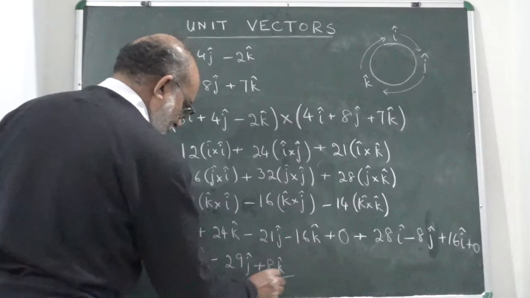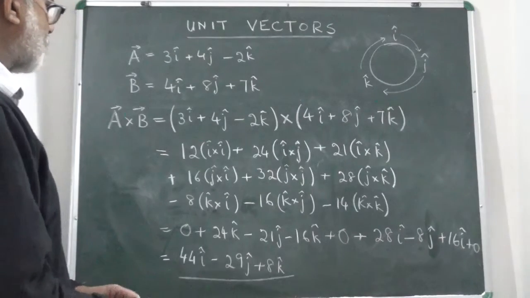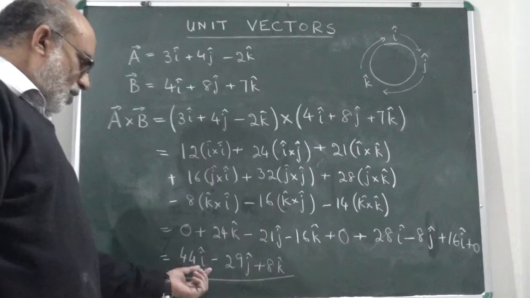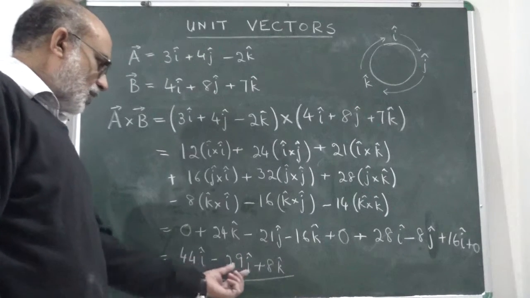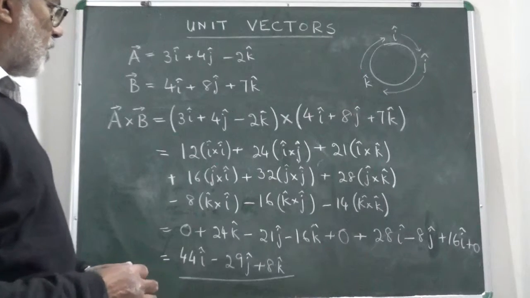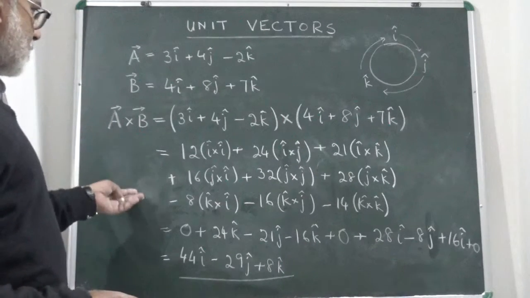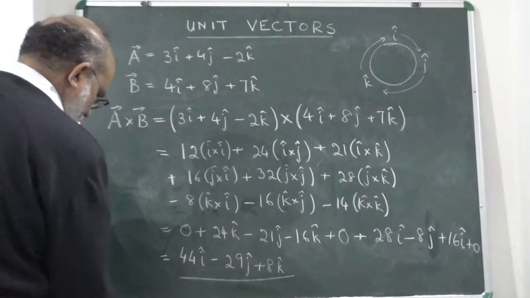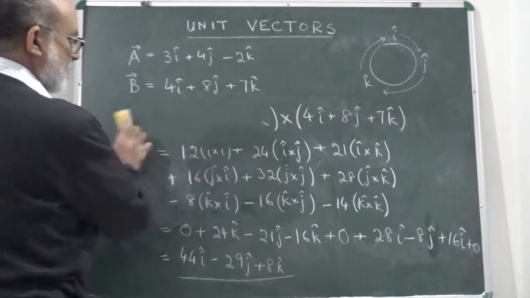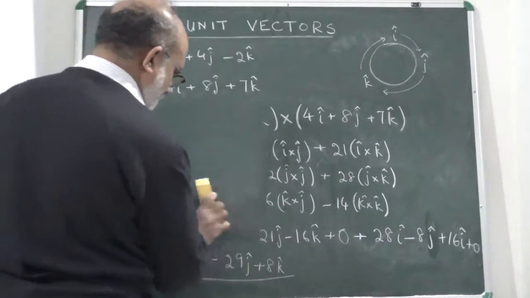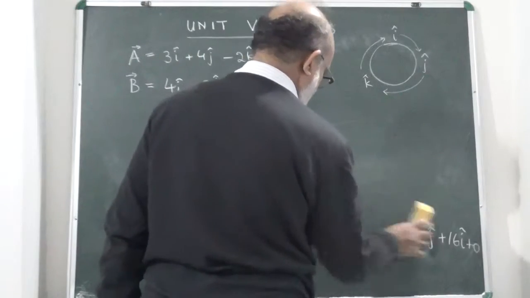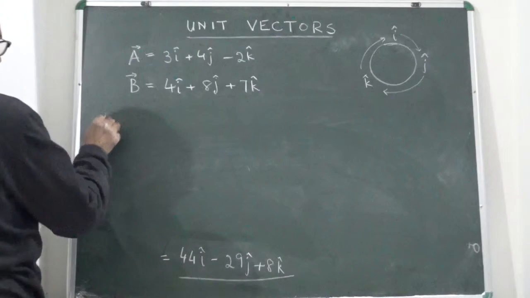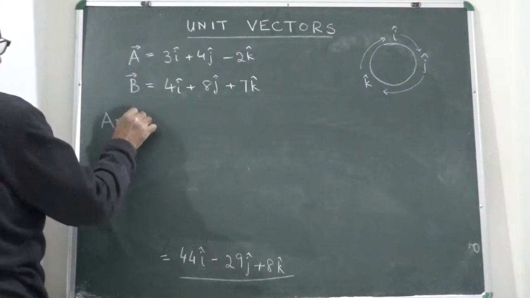8 K. So this is the resultant of the product of A cross B, which is a vector having components along x, y and z axis as 44, minus 29, 8 respectively. So this is the way to multiply the cross product. There is another method also, and we will check whether our answer is correct or not. And another way is, we have to take the cross product of A cross B.